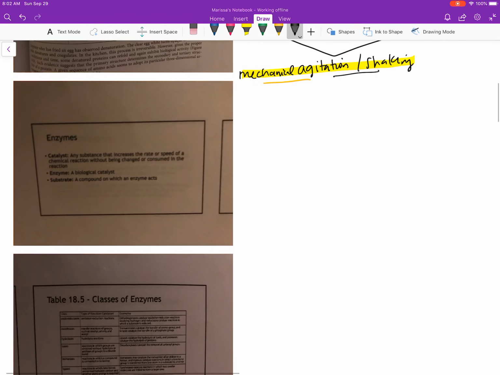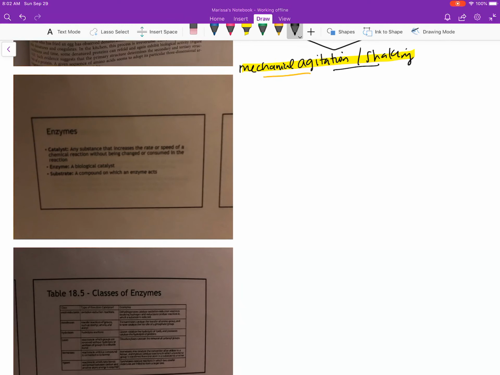All right, so the next thing that we're going to talk about to end out this chapter is enzymes. And I know that this is so blurry. I'm not sure what was happening with the camera on the iPad. But enzymes are really going to be thought of a lot like a catalyst. Okay? And a catalyst is something that will increase the rate of reaction.